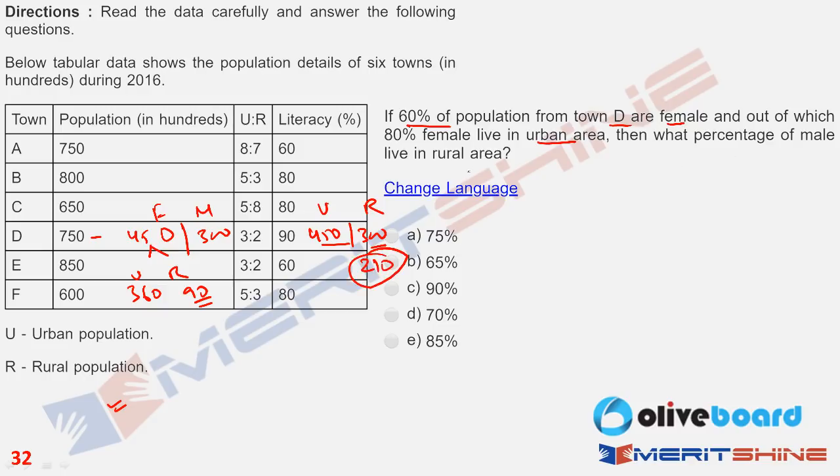What is the percentage of males living in the rural area? Total males how much? 300. Out of which 210 are in the rural area. So how much percent are there in the rural area? This is 70%.